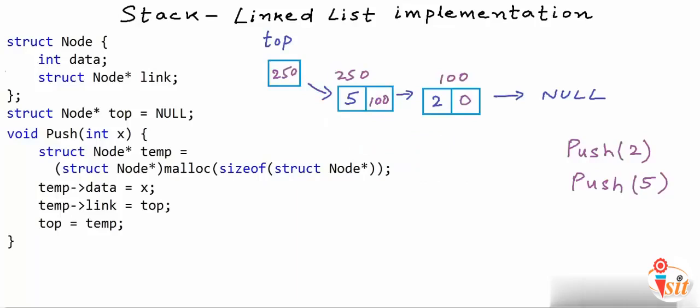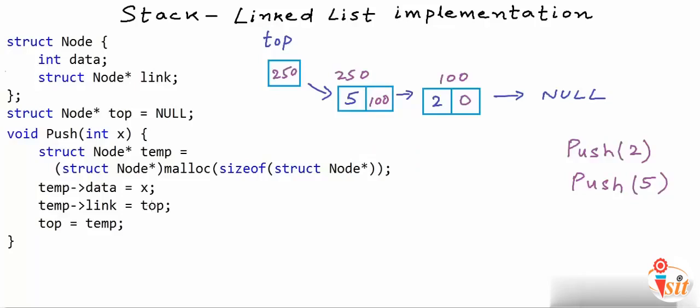Top here is a global variable, so we do not need to pass it as argument to functions. It is accessible to all the functions. In an object-oriented implementation, it can be a private field, and we can set it as null in the constructor.